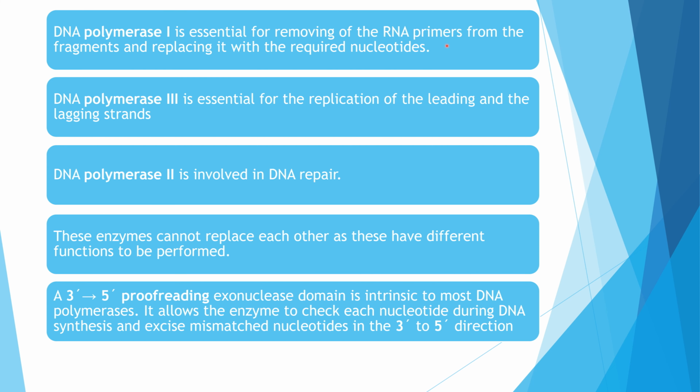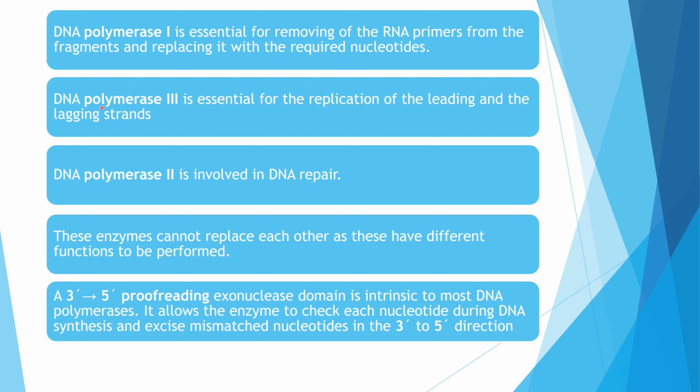DNA polymerase 1 removes the RNA primers from the fragments and replaces them with the required nucleotides. DNA polymerase 1 catalyzes the template-directed polymerization of nucleotides into duplex DNA in a 5 to 3 direction.